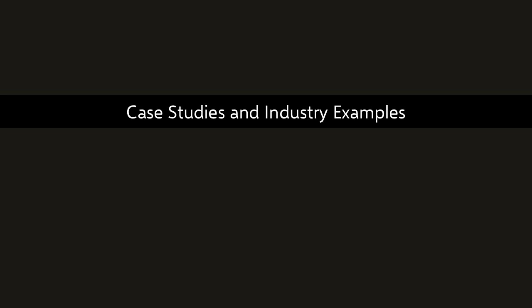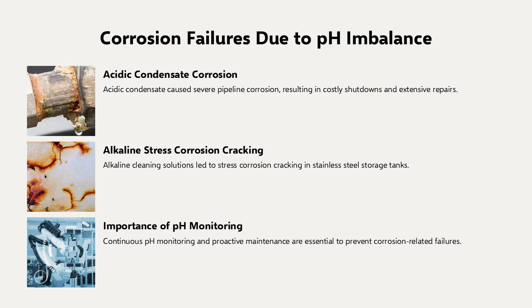Poor pH control can lead to costly failures. Acidic condensate caused severe pipeline corrosion, while alkaline cleaning solutions led to stress corrosion cracking in stainless steel tanks. These examples highlight the need for continuous monitoring and proactive maintenance. Several real-world cases highlight the consequences of poor pH control.